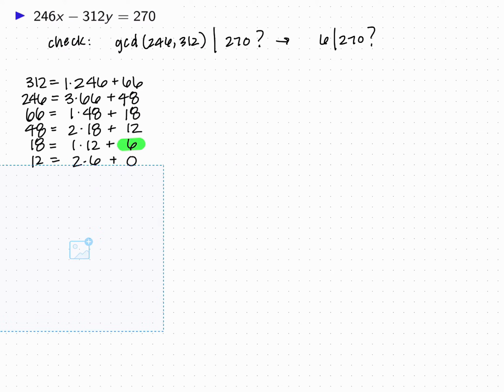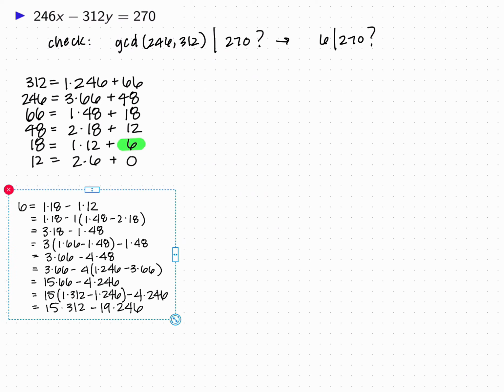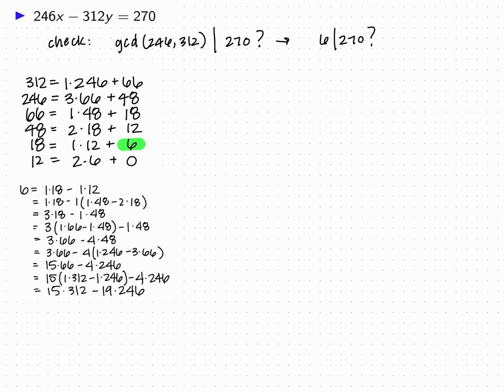So if you want to pause here and try to do it yourself just to make sure you can, or here we go. Here is the work. If you go backwards through that algorithm to get that linear combination. So it looks like it's telling me that 6, which is that GCD, is 15 times 312 minus 19 times 246. I'm reading that from that last line.